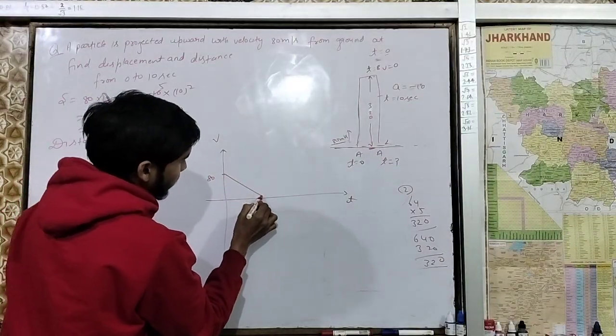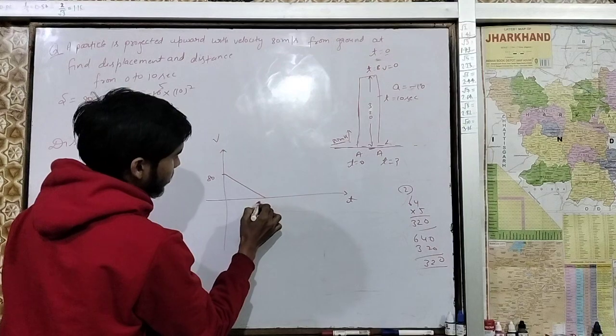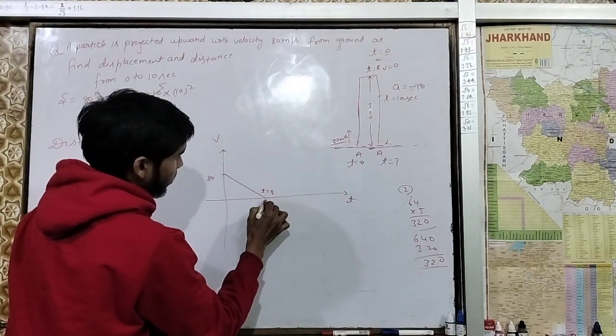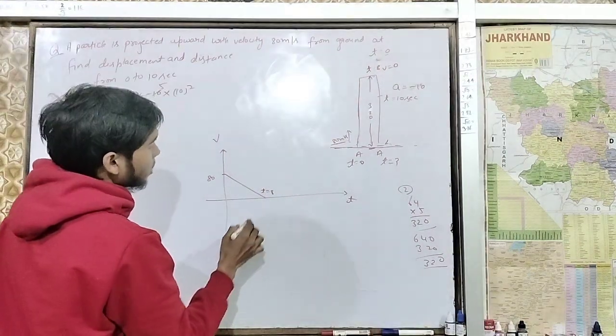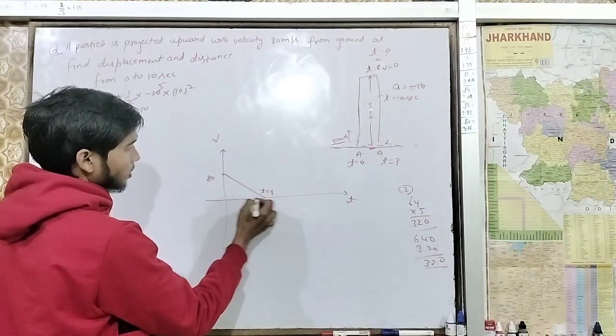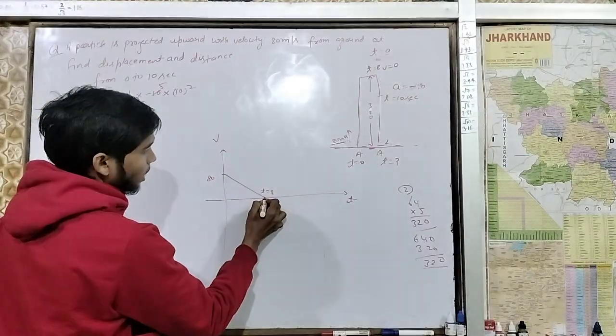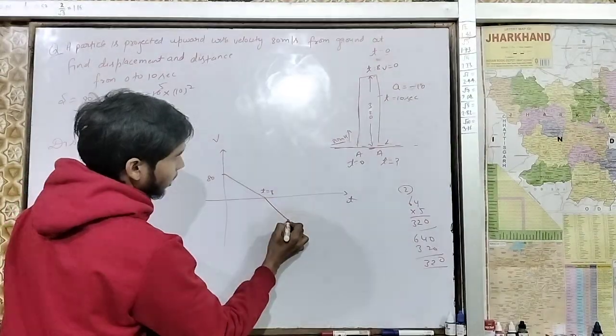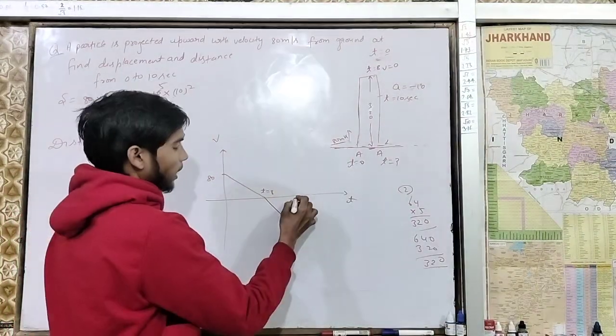At 8 seconds over here, this is t equal to 8. Velocity is becoming 0. At 8 seconds, velocity is becoming 0. And again, it is going over here.